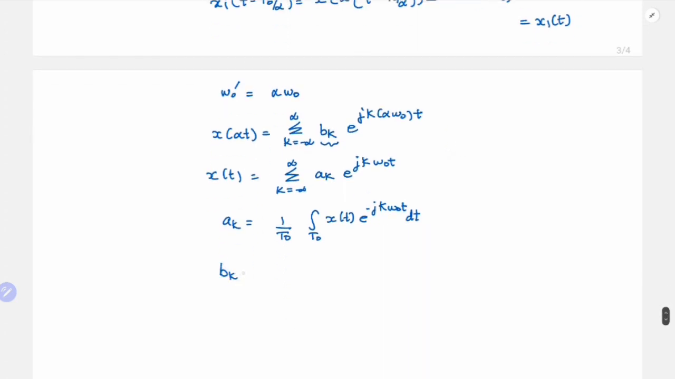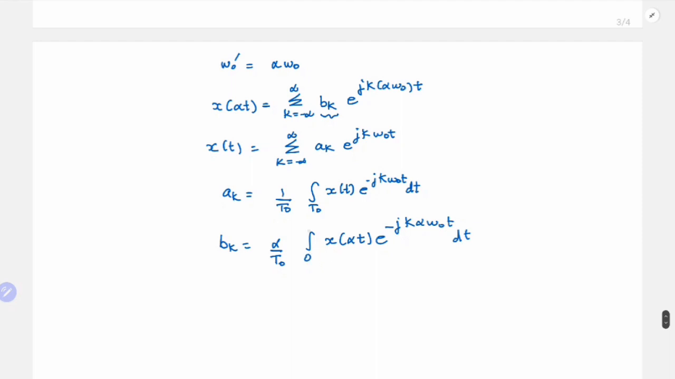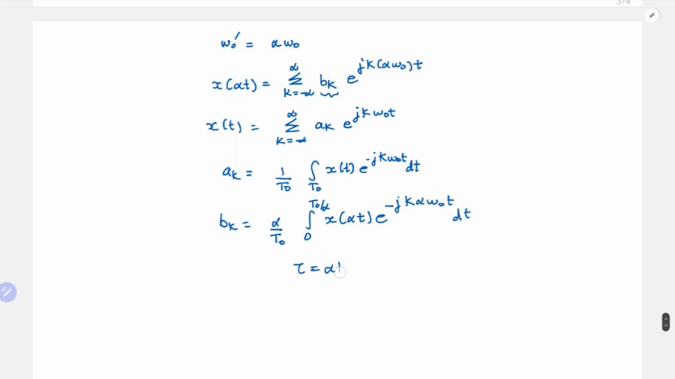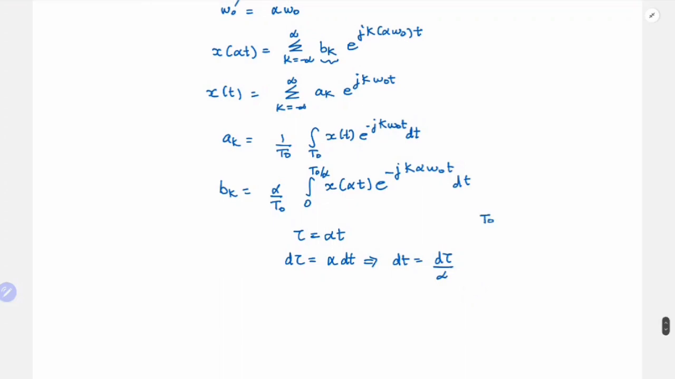So what will bk be? bk is periodic with period t naught by alpha. So it will be alpha by t naught integral over t naught by alpha of x of alpha t e power minus jk alpha omega naught t dt. This integral over t naught by alpha we can also write as 0 to t naught by alpha. Now we'll do a change of variable, tau equal to alpha t. So d tau will be equal to alpha dt, which implies dt is equal to d tau by alpha, and the limit t naught by alpha will change to t naught itself.